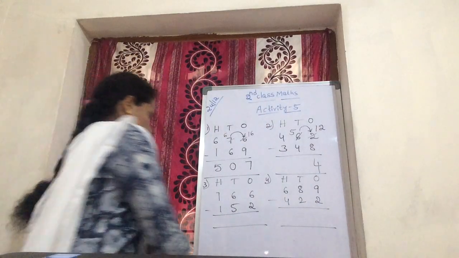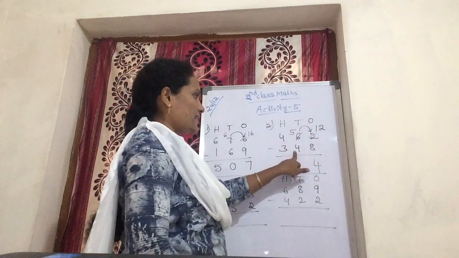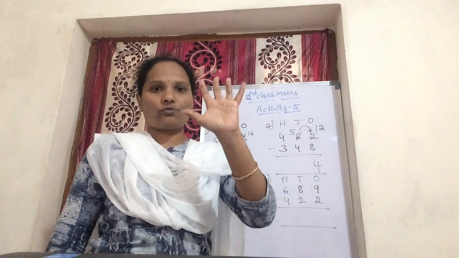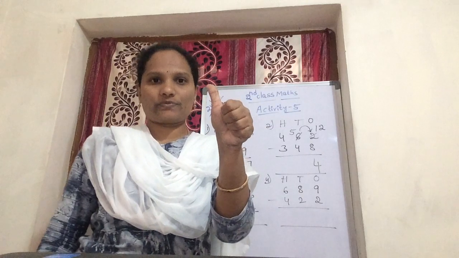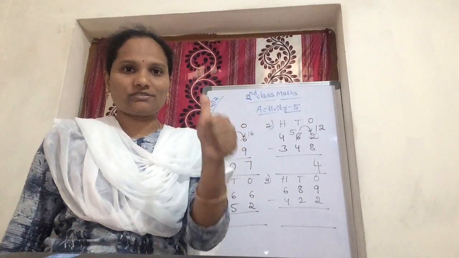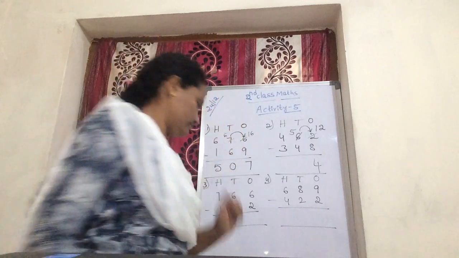Now next one, 5 minus 4. 5. You are removing how many? 4. 1, 2, 3, 4. So the 4 are closed. Still here the opening number is 1. So what is your answer? 1.